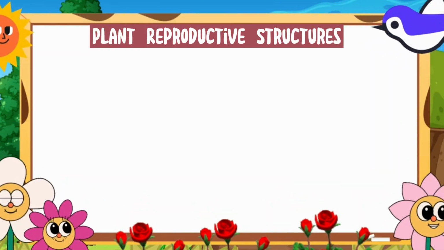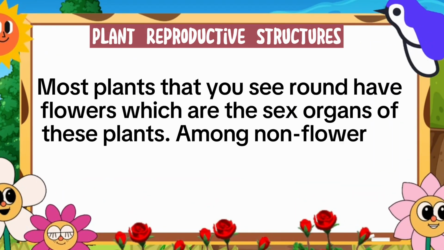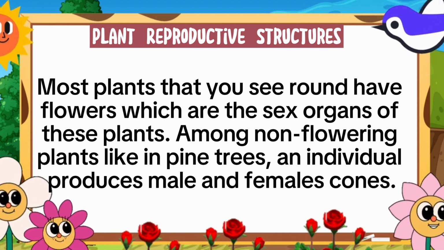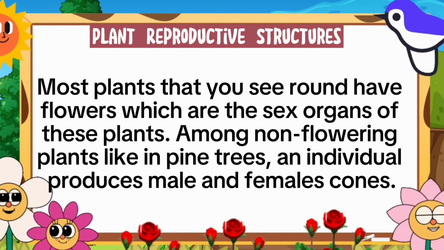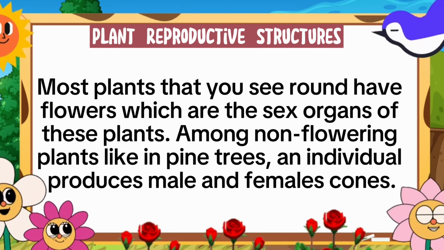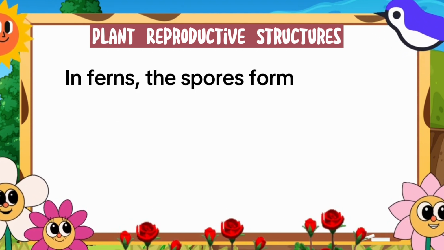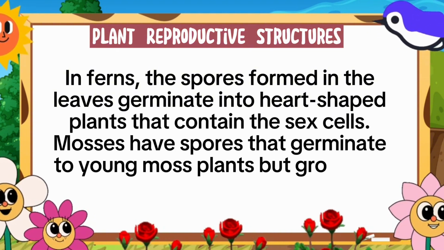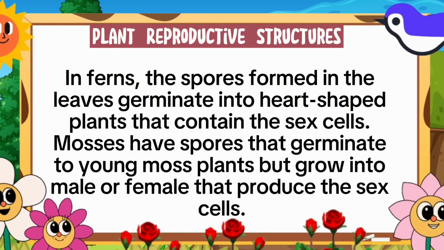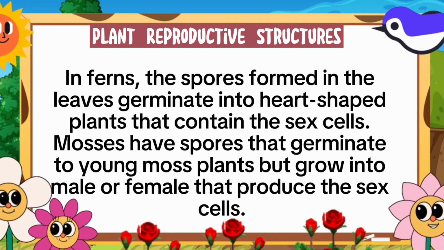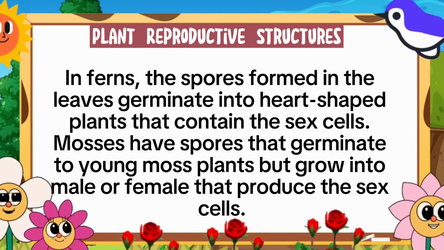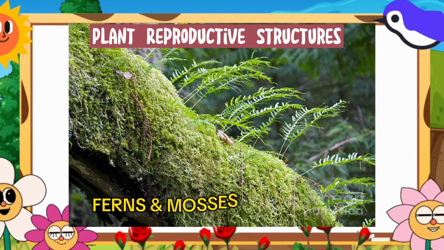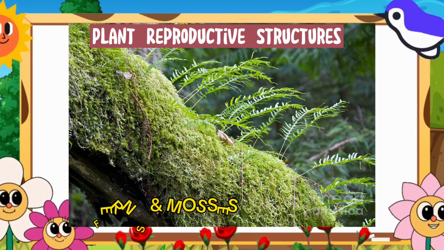Plant reproductive structures. Most plants that you see around have flowers, which are the sex organs of these plants. Among non-flowering plants, like pine trees, an individual produces male and female cones. In ferns, the spores formed in the leaves germinate into a heart-shaped plant that contains the sex cells. Mosses have spores that germinate into young moss plants that grow into male or female plants that produce the sex cells. This is an example of ferns and mosses.